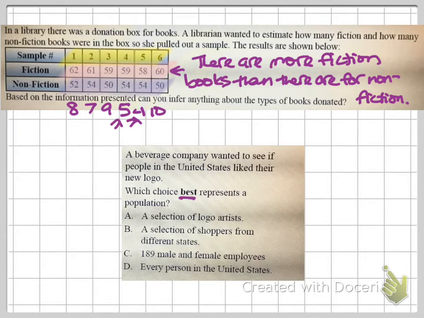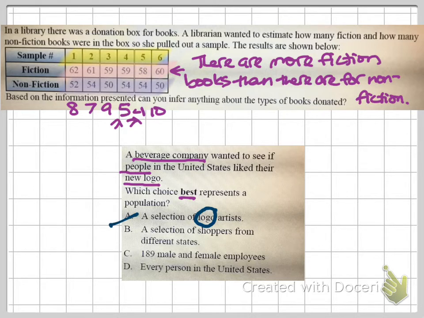A selection of logo artists, a selection of shoppers from different states, 189 male and female employees, every person in the United States. Okay? The beverage company is looking to see if people in the U.S. like their new logo. So when you look at this, which would be the best representation of the data that they're looking for? If you look at a selection of logo artists, they're only talking to people who made logos. That's not going to work.